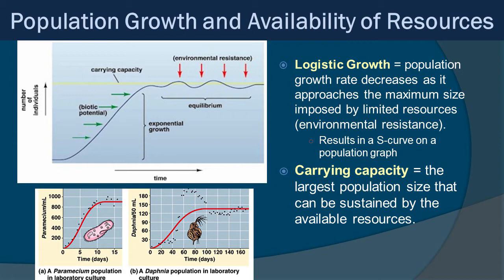And this brings us to a great vocabulary term called carrying capacity. This is the largest population size that can be sustained by the available resources. And that yellow line that goes across that top graph, it's labeled carrying capacity. That is essentially what we're talking about. Now, you'll notice the actual population line sort of fluctuates above and below the carrying capacity, and that's a normal fluctuation that occurs.